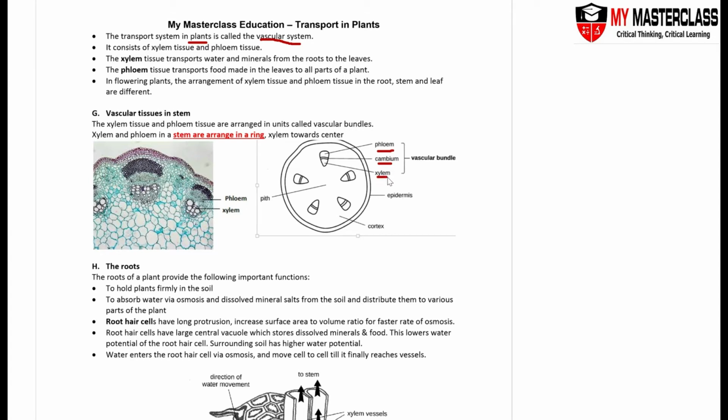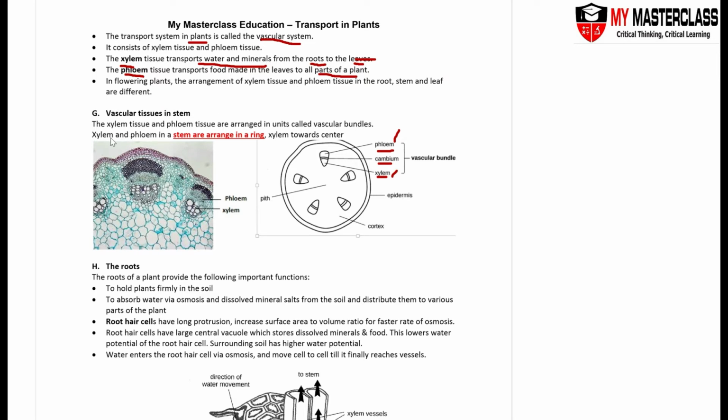In your syllabus, what you are supposed to know is the use of phloem and the use of xylem. So xylem and phloem do two different things. Xylem transports water and minerals strictly from the roots only to the leaves. In terms of phloem, once food is made by the leaves through photosynthesis, it will be transported to all parts of the plant since it is food that is to be used.